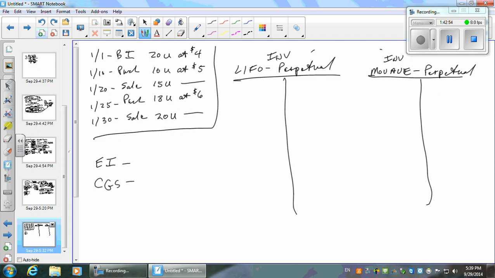If you want, you can do periodic LIFO average to regular.